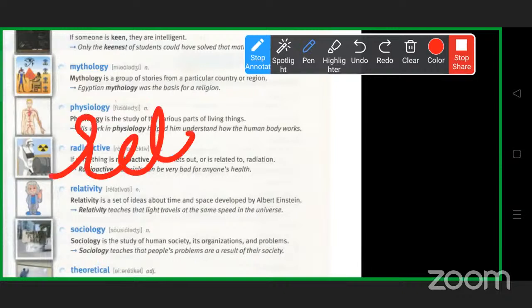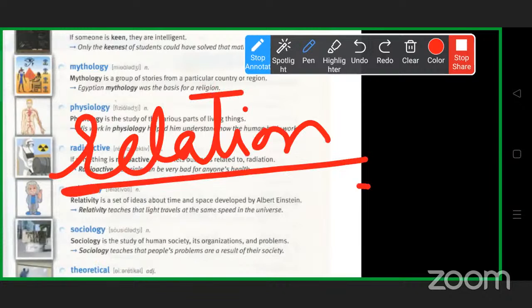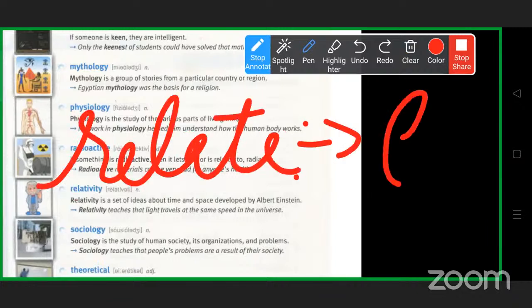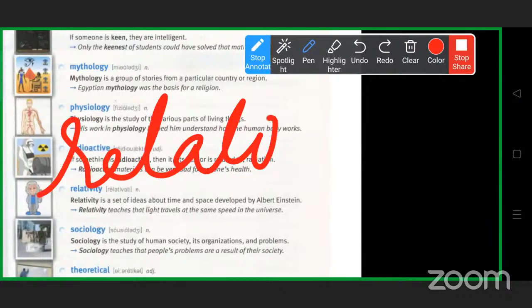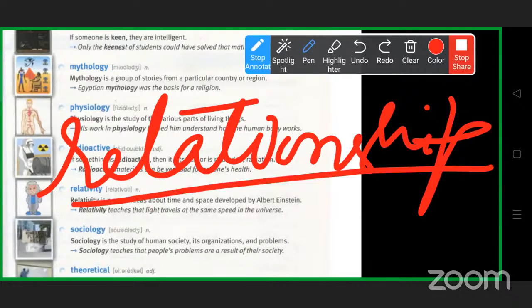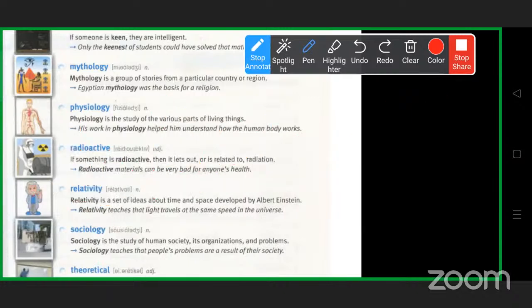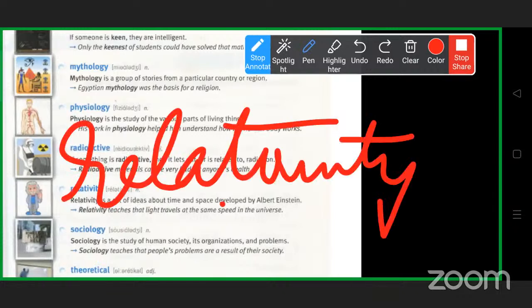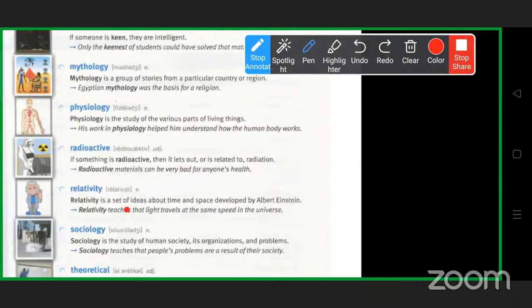But if I talk about relation, it means, for example, a relation between family members. It starts from the word relate. Relate means to link up. Relationship, he is in a relationship with, like, his girlfriend or something. Then the word came, relativity. Relativity is a theory given by Albert Einstein, which was a set of ideas about time and space. Okay, time and space.